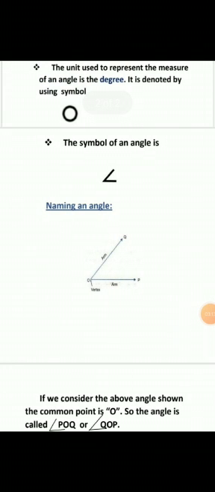Next, coming to unit. The unit used to represent the measure of an angle is called degree, and it is denoted using the symbol shown below, and the symbol of an angle is also shown below. Next, coming to naming an angle. Here we can see angle POQ or angle QOP. As we already said, OP and OQ are the arms of an angle, and O is the common point and it is called the vertex. So the angle is called angle POQ or angle QOP.